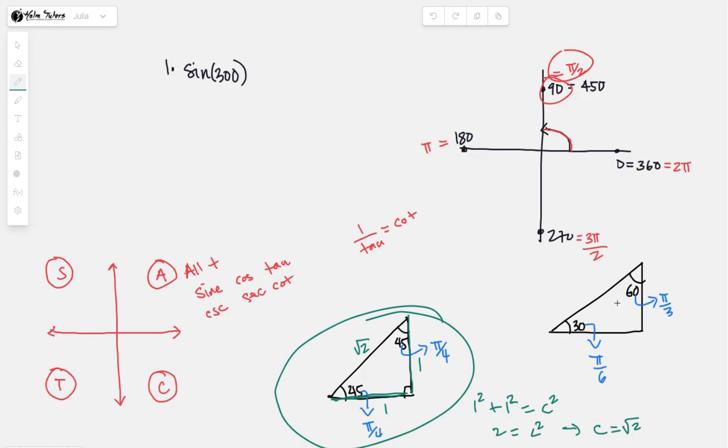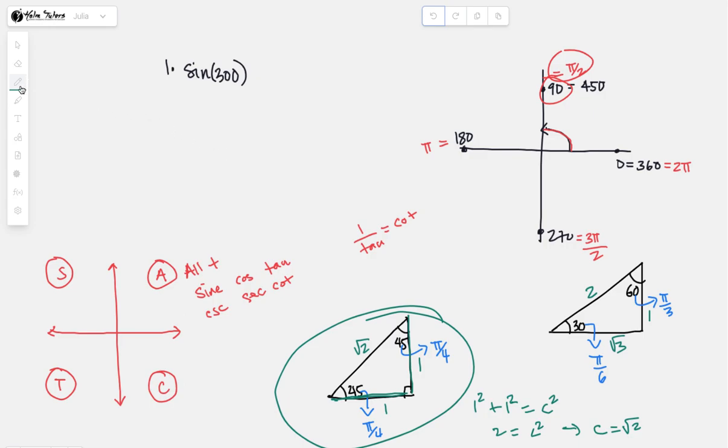Now, on the 30, 60, 90, across the 30 is 1. I'll just tell you. And therefore, across the pi over 6 is 1. Across the 60 is root 3. And the hypotenuse is 2. Does that make sense? Yeah, now using these triangles, you can answer any question. For example, sine of pi over 6 is 1 over 2, because pi over 6 is 30. Opposite is 1 and hypotenuse is 2. So sine of pi over 6, or sine of 30, is 1 over 2.